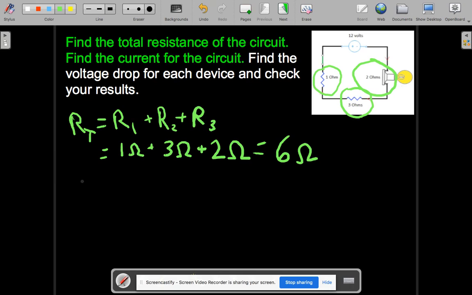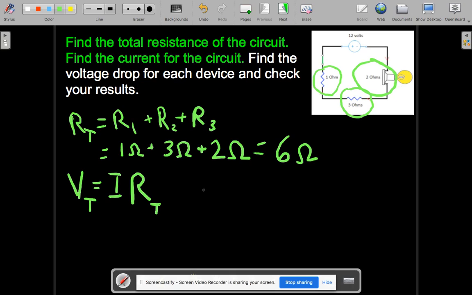So then it says, well, what's the total current? We know that our formula says V is going to be equal to I times R. In this case, since we're talking about the total voltage and the total resistance, we're going to say VT equals I times RT. So to find the current that goes through, we're going to plug our numbers in.